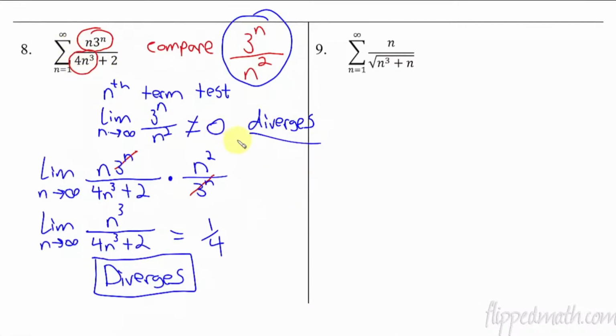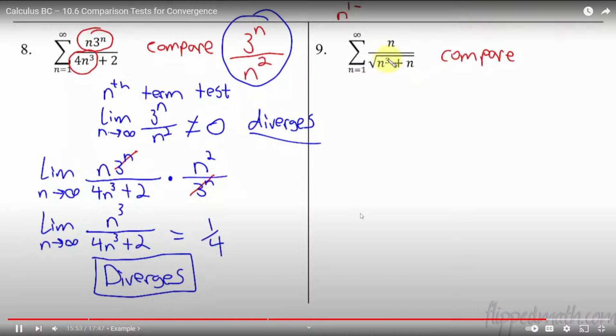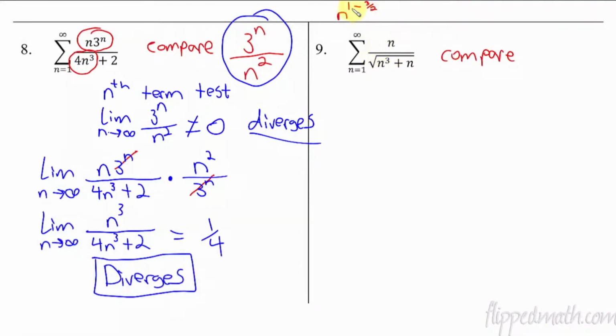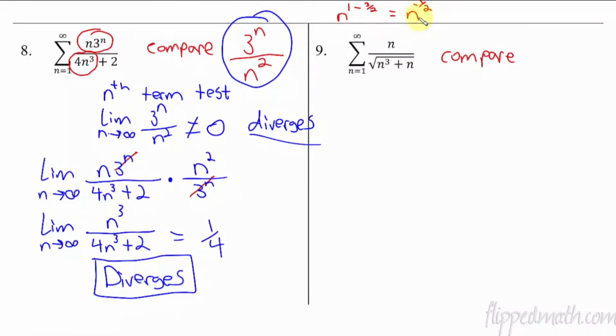Whew. All right, last one. Let's compare this one to, okay, so here's what I'm thinking. I'm going to take n to the first power and subtract the exponent of this. That is 3, it's the square root, so it's 3 halves. So 1 minus 3 halves equals negative 1/2. All right, so I'm going to compare it to 1 over n to the 1/2. That's what I'm comparing it to.